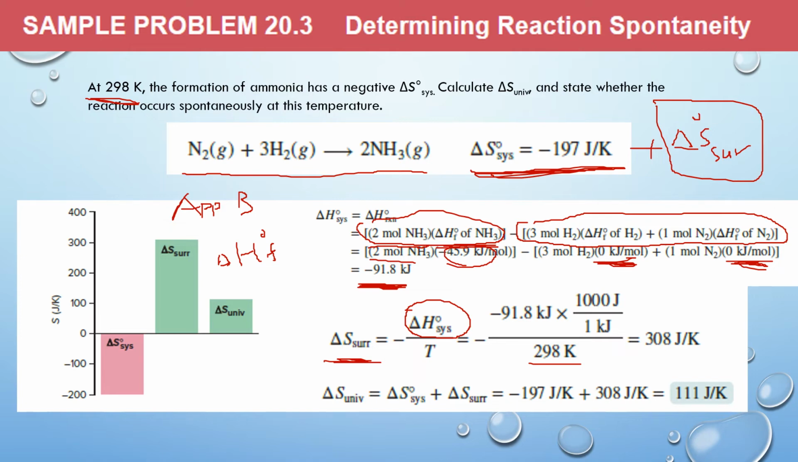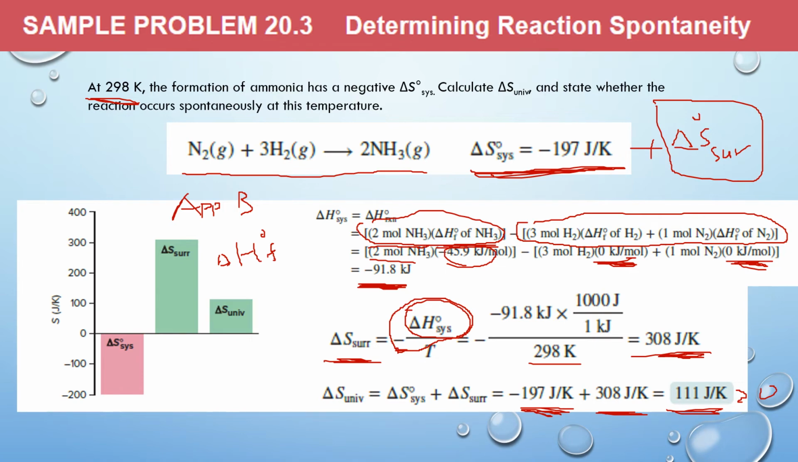This is for the system. For the surrounding, you need this negative sign, so the negative delta H of the system is the delta H of the surrounding. We want to convert this kilojoule into joule, because that's the unit for delta S. After the calculation, we got 308. So now we have a system with a negative 197, but for the surrounding, the delta S is 308. So the overall is 111, which is greater than 0. So this reaction actually happens spontaneously, although for the reaction itself, the delta S is less than 0.